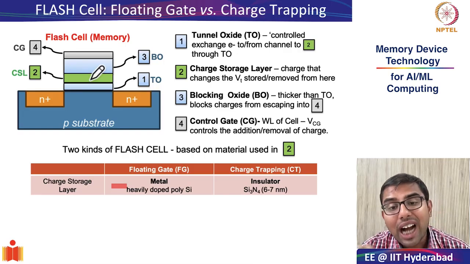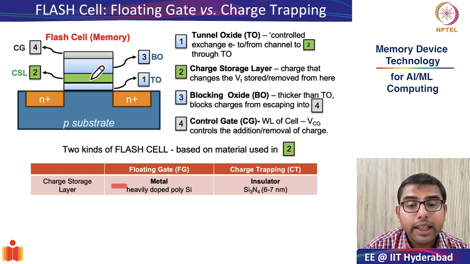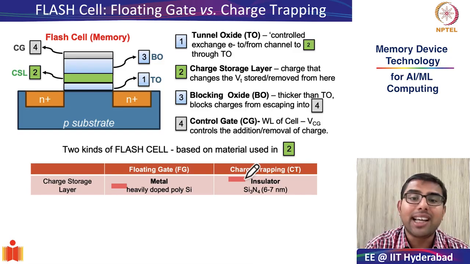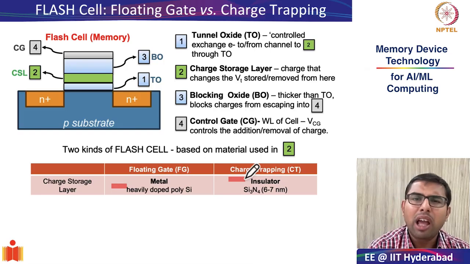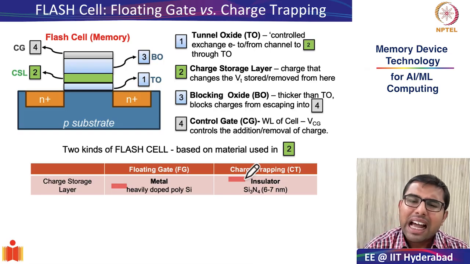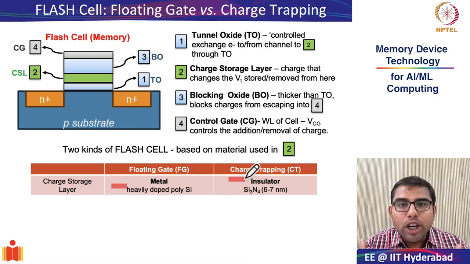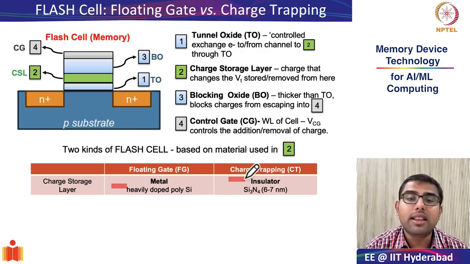Whereas for the charge trapping flash cell, the charge storage layer constitutes not of a metal but that of an insulator. Now this insulator is also a specially designed insulator. Generally it is silicon nitride. Why is it silicon nitride? Because it is said that silicon nitride has reasonable amount of band gap and reasonable amount of defects to be able to trap electrons into its defect levels, which are there within the band gap.